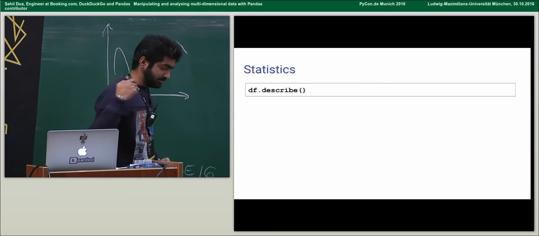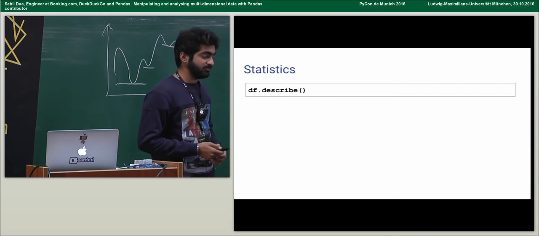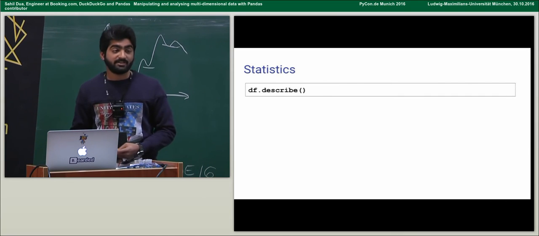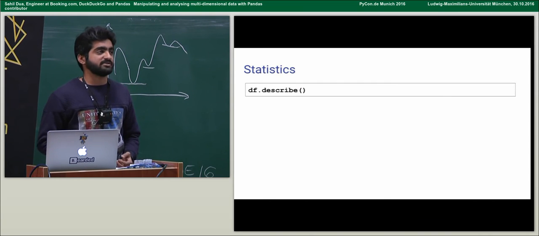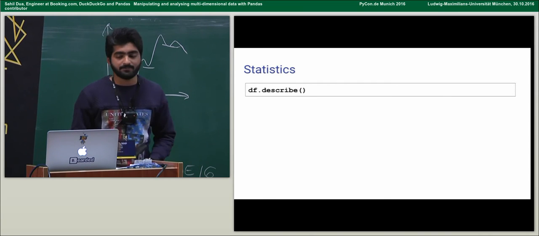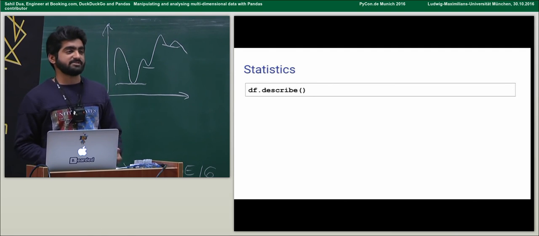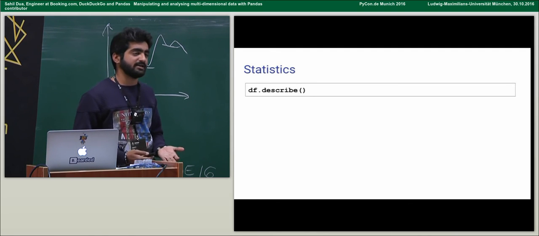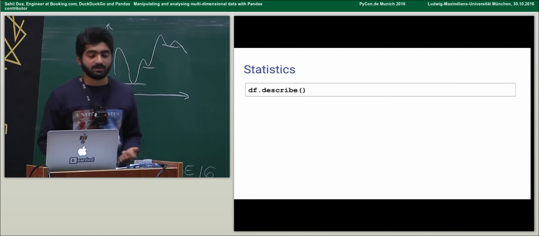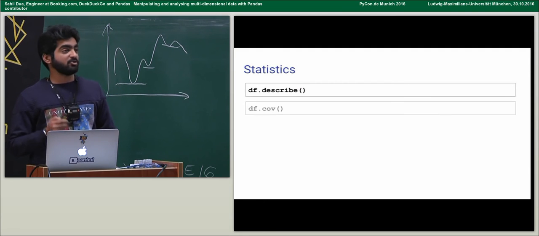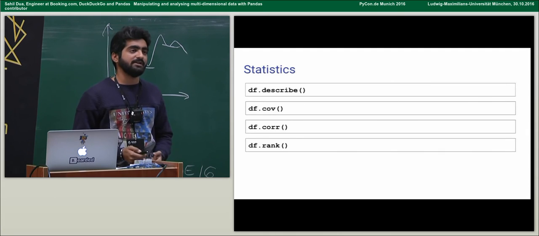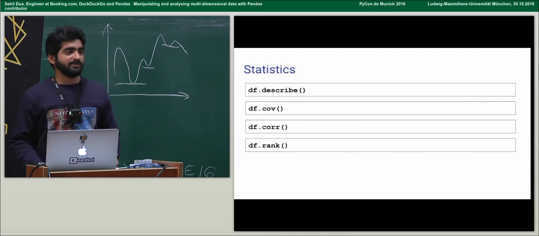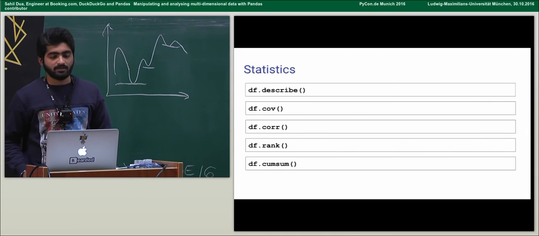Now, coming to another aspect of this library, applications of this library, we have statistics. We can perform different operations using this library. We can do describe, which gives us a description of our data. I will be showing that in a demo in a couple of minutes. We can find covariance, we can find correlation, we can find rank of the different values in a column. We can find cumulative sum as well.